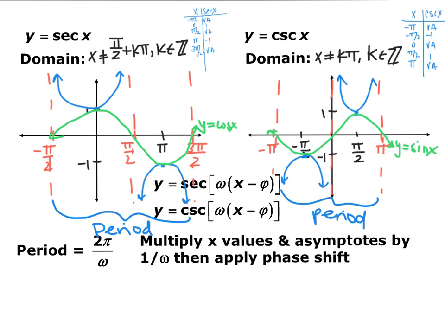So these are 4 new parent functions that you're going to have to know and be able to do your transformations on. So make sure you know where all the asymptote lines fall. And that really is kind of the point, the starting point for graphing these 4 trig functions.